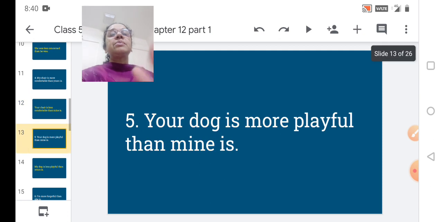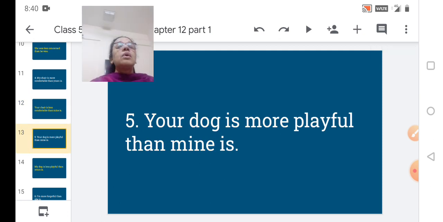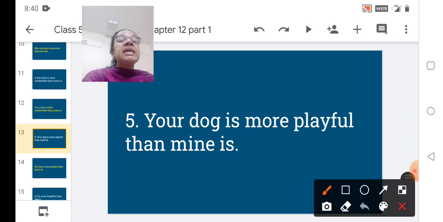Okay, shall we move to the next? Your dog is more playful than mine is. Which is the latter part? Mine is. So we'll begin the answer with mine is. But here you will not correct. We are starting with the latter part, but just listen to me carefully. Mine dog is less playful than yours. That doesn't sound correct. So in place of mine, what has to come?